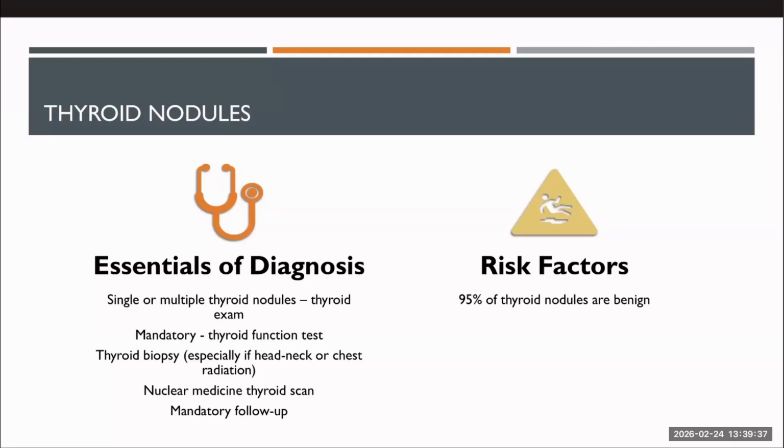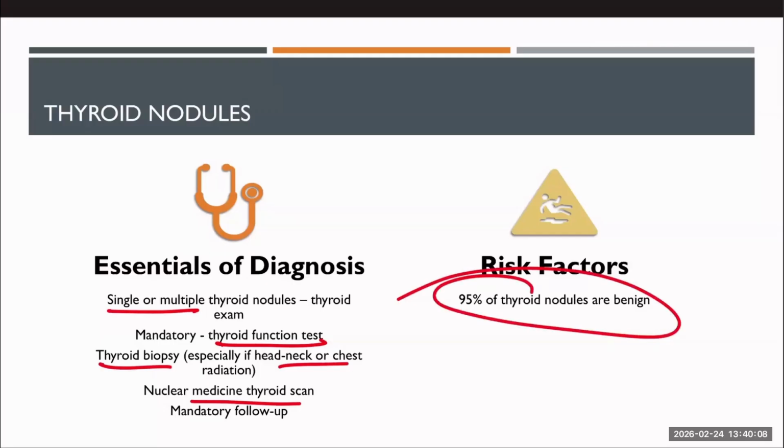Thyroid nodules can be single or multiple on your exam. You have to get a thyroid function test if you feel any nodules on your patient. You can also do a thyroid biopsy, especially with any history of head, neck, or chest radiation. Do your nuclear medicine thyroid scan, and then follow up. Here's the really good thing about thyroid nodules: 95% of thyroid nodules are benign. So if you have a thyroid nodule, 95% of the time it's going to be a benign nodule.